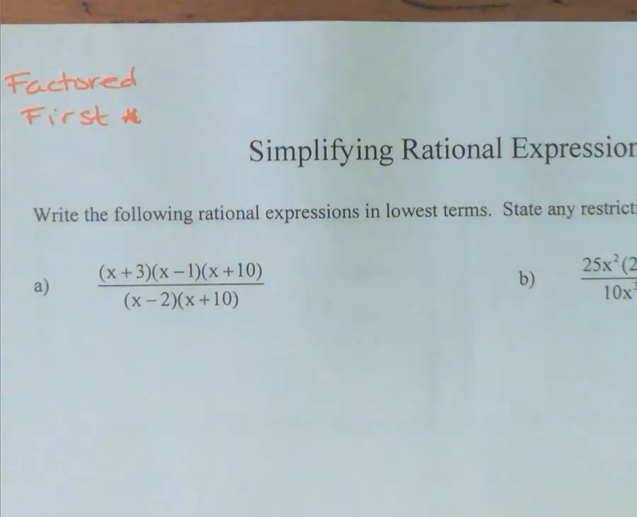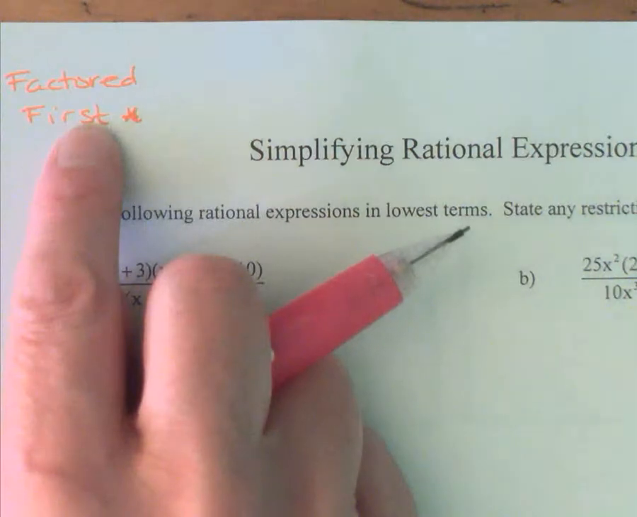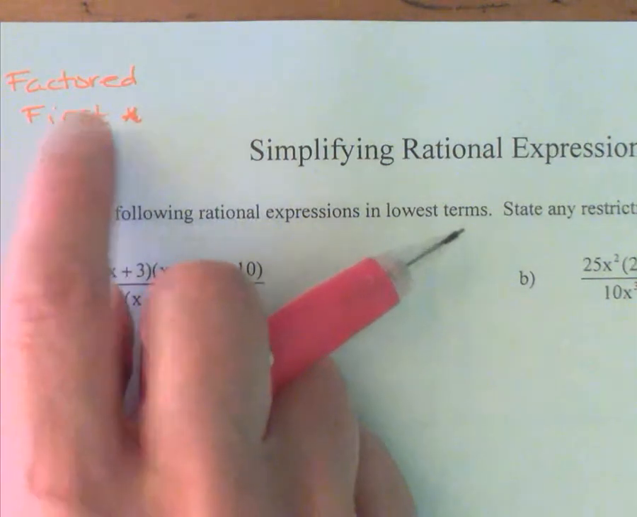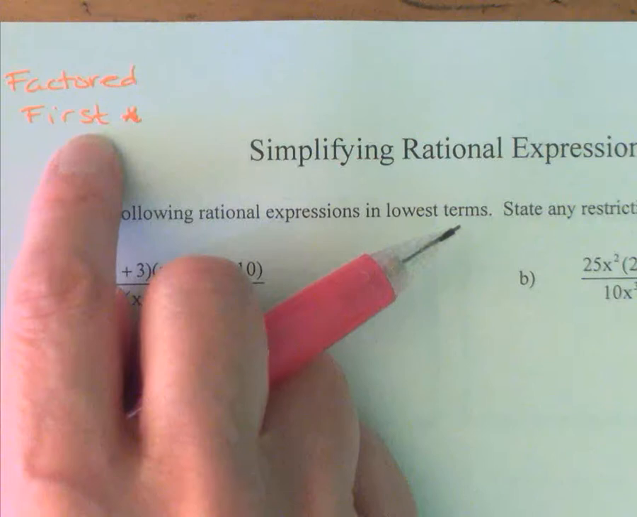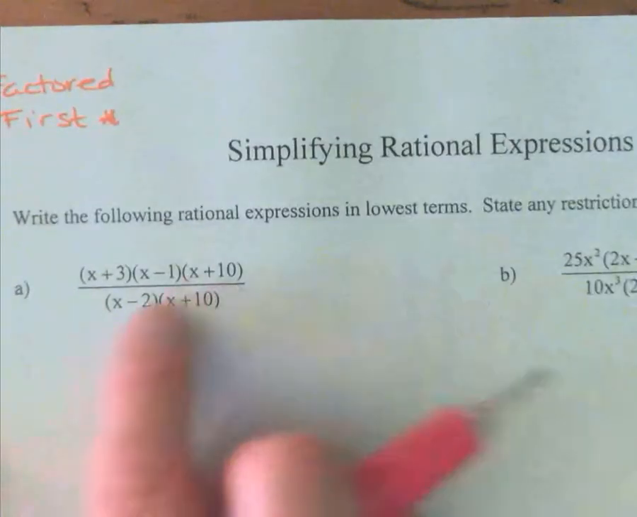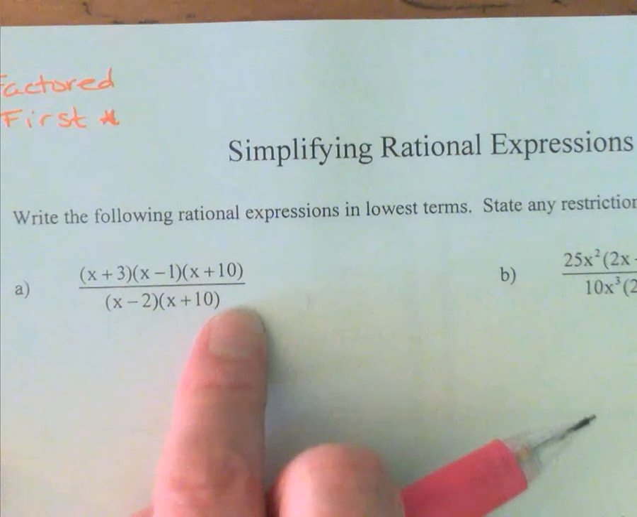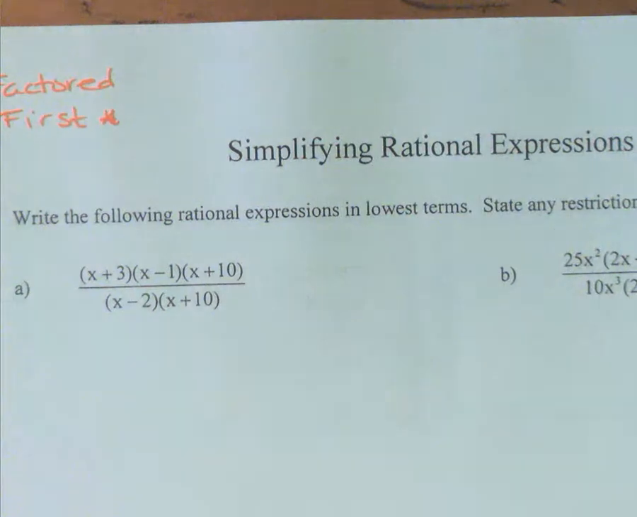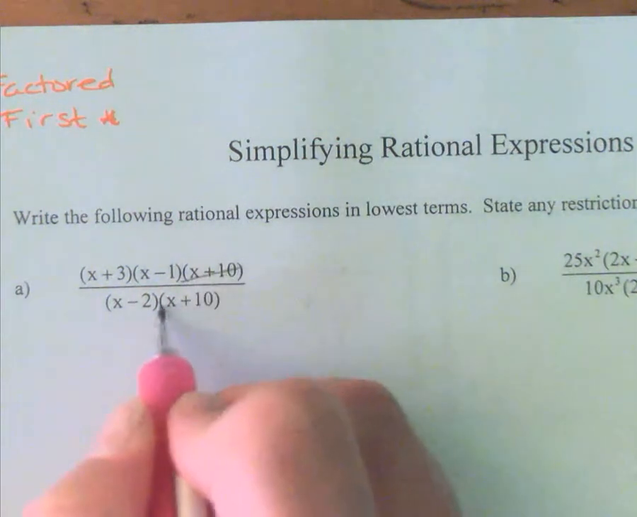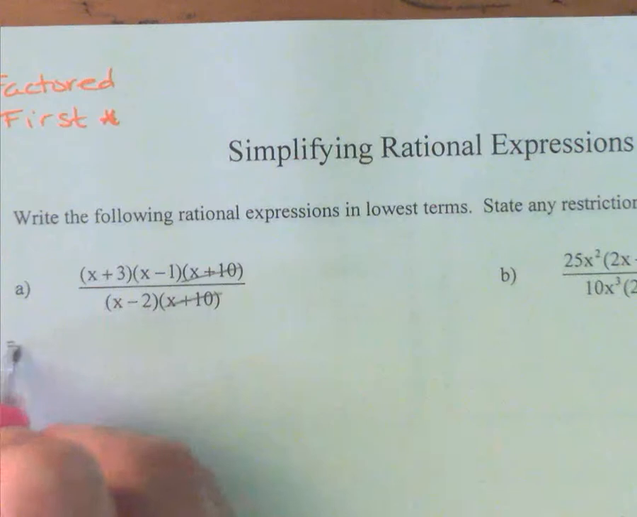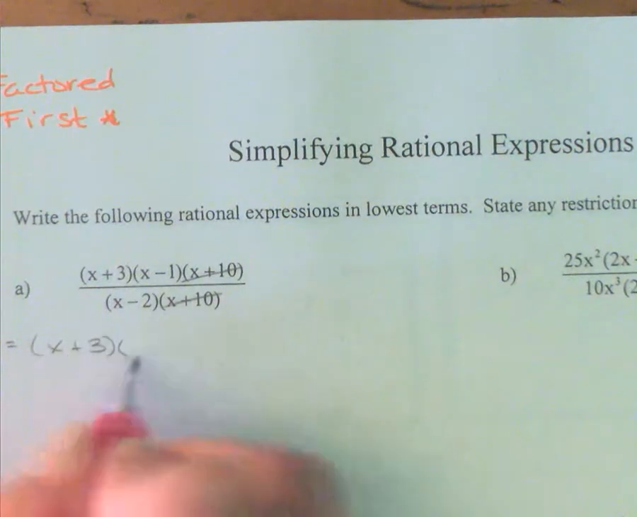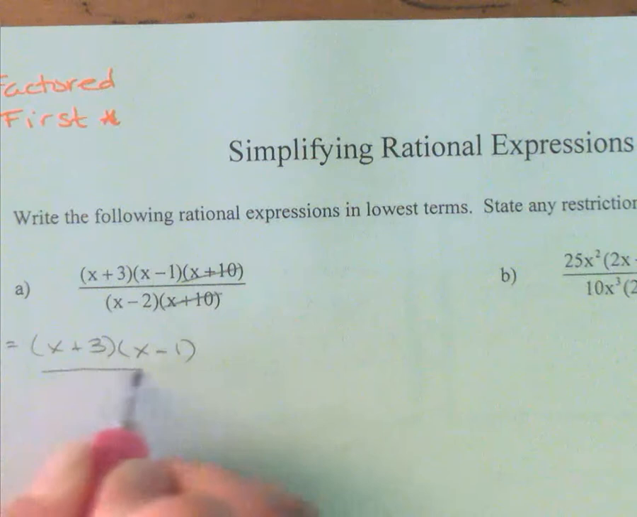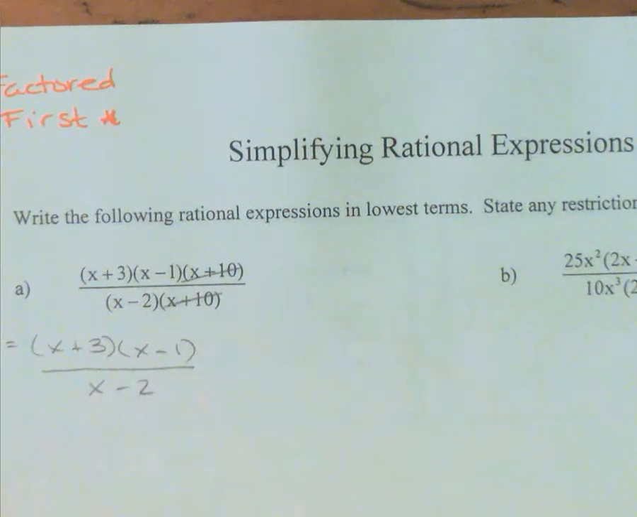Okay, we're going to look at simplifying rational expressions, and the super important thing is that they are factored first. It is so important that they are factored first, or you can't actually simplify them. So what I'm looking for is two brackets that are the same, one on the top and one on the bottom, and then I can simplify them. So this one will simplify with this, which leaves me with x plus 3, x minus 1, all over x minus 2.